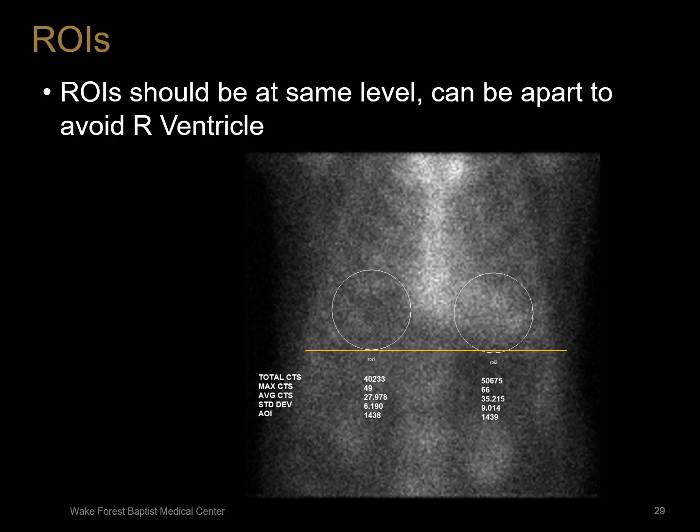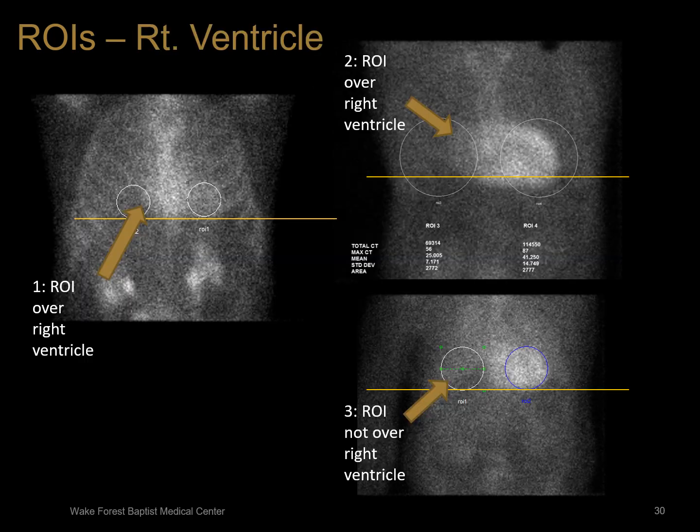In general, we try to draw the regions of interest at the same horizontal level, although they can be apart a little bit to avoid the right ventricle. Here you can see cases of right ventricular uptake where the right ventricle was included in the region of interest. This is a good size for the region of interest in general. These regions of interest look a little too big, and also this one on the right includes the right ventricle, so that's going to mess up your ratio.